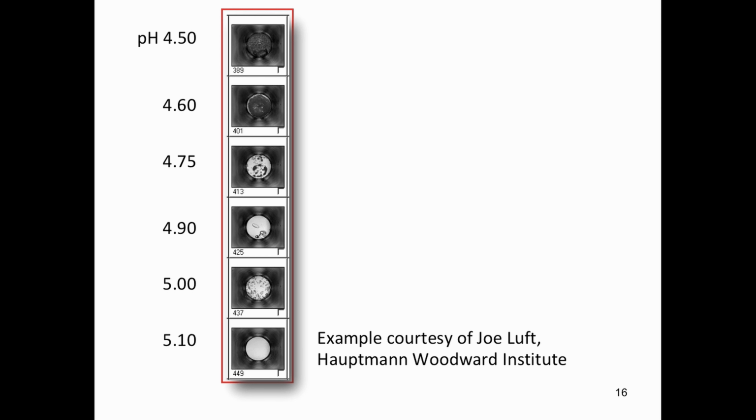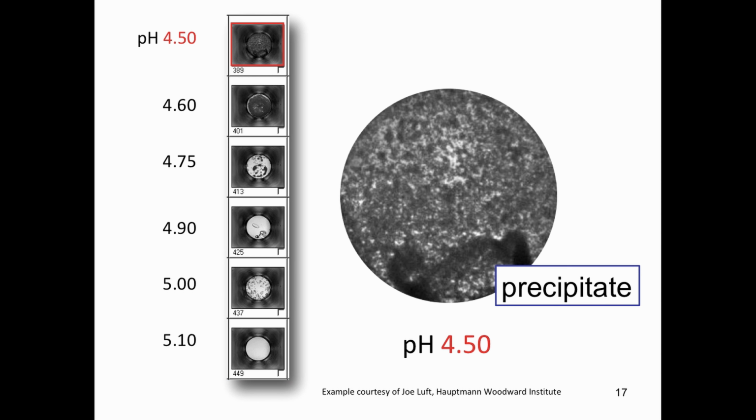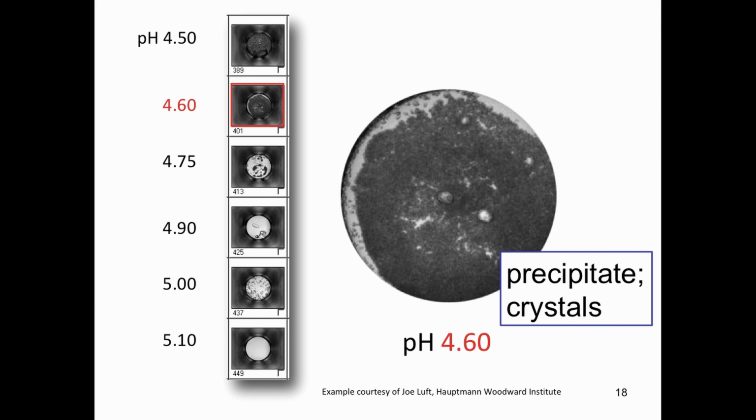So they have a lot of examples, and the one I'm going to show you illustrates how very small changes in the pH give quite different outcomes in terms of crystallization. Everything in this series is held absolutely constant. The protein concentration, the precipitant concentration, the only thing we're changing is the pH, ever so slightly. So at pH 4.5, yes, the protein has come out of solution, but it's come out as a rather disordered precipitate.